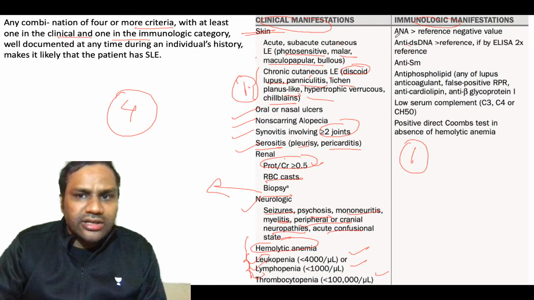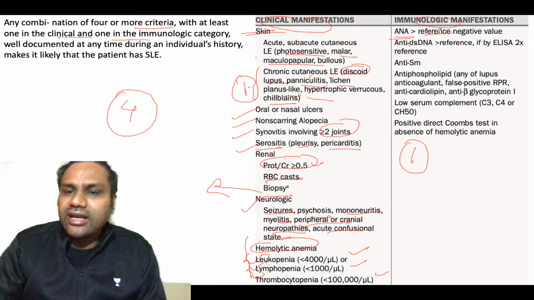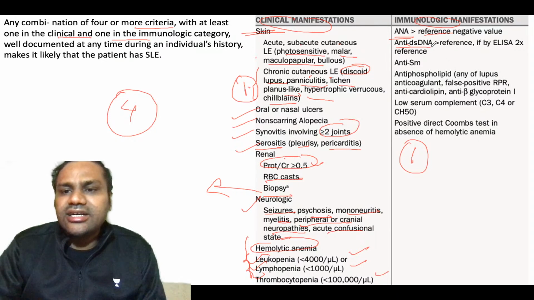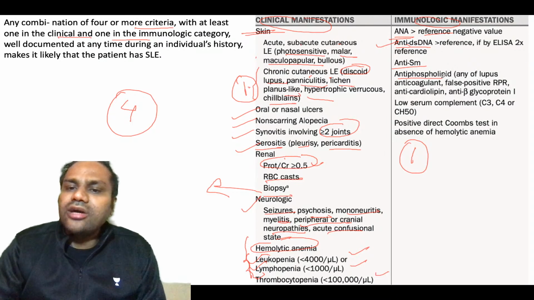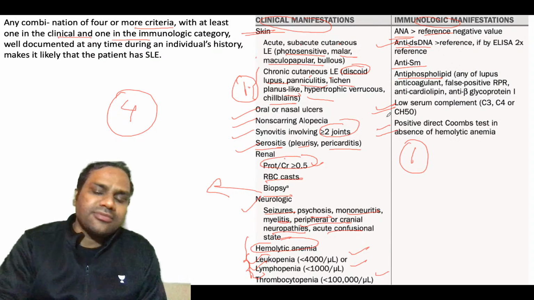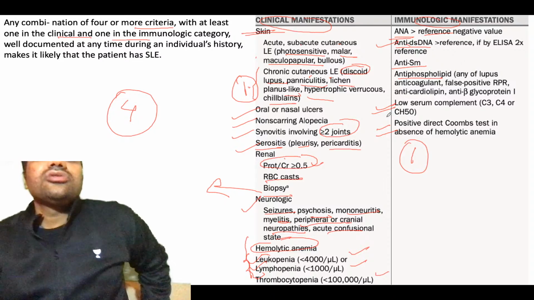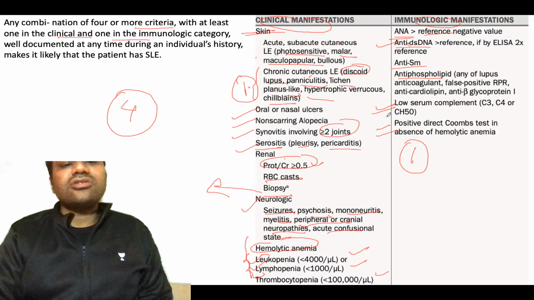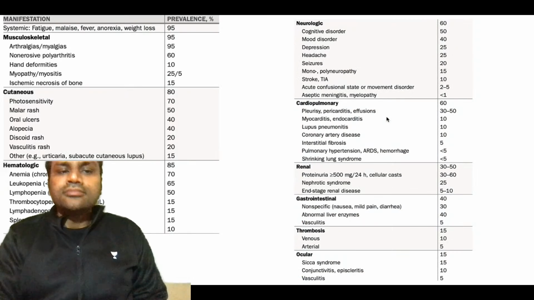Now in immunological, you have ANA, which is greater than the reference value. Anti-double-stranded DNA also increases. Anti-Smith also increases. Then anti-phospholipid antibodies; any of the lupus anticoagulants is increased. Then you have low serum complements, and you have positive direct Coombs in absence of hemolytic anemia. Okay, so these are some of the important diagnostic criteria in case of SLE.